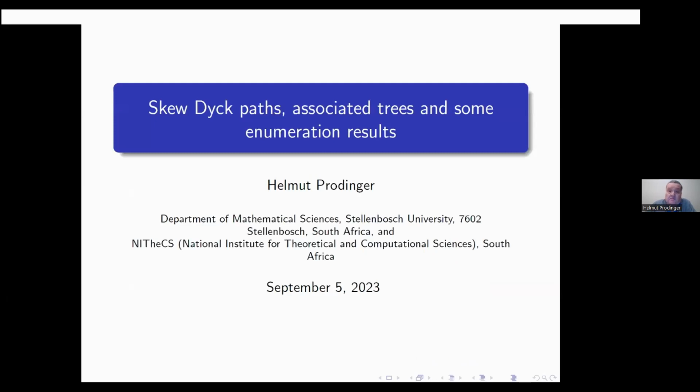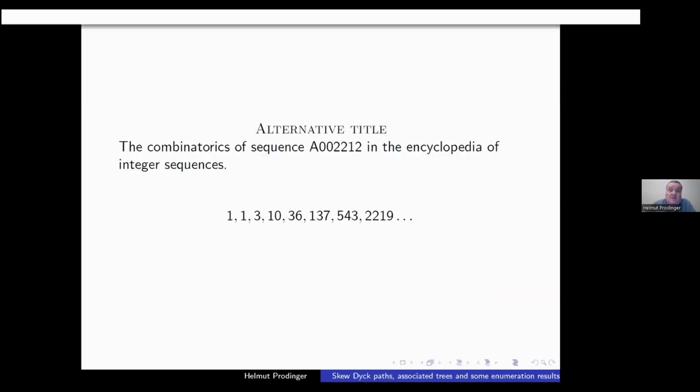There's an alternative title, which could be the combinatorics of the sequence A2212 in the Encyclopedia of Integer Sequences. This sequence starts with 1, 1, 3, 10, 36, and so on. I often go to the Encyclopedia of Integer Sequences and I get a lot of inspiration. It's really a treasure trove.